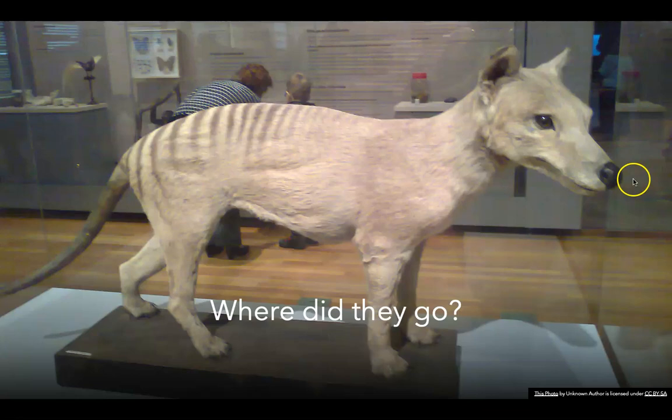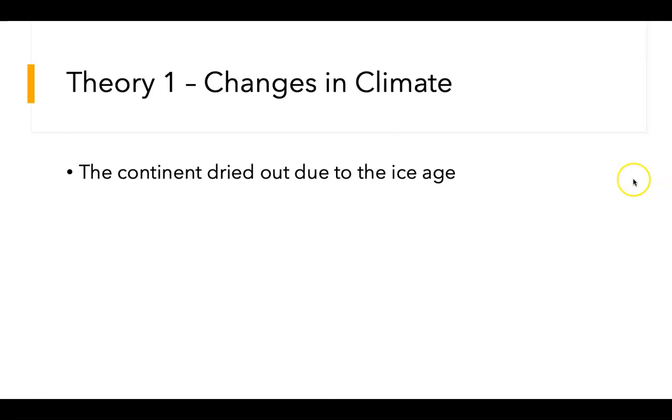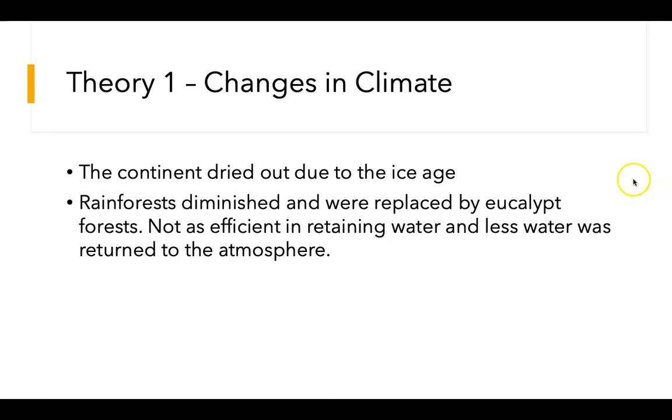Now, there's two main theories as to what happened to these megafauna. And one of those is to do with changes in climate. Around the time that we think this megafauna started to go extinct was during an ice age. And an ice age essentially dried out the continent of Australia. It made a lot of the water that was available locked into ice, which meant it wasn't as readily available for consumption and not available for the flora and the vegetation either. So we know around that time, 40 to 60,000 years ago, that rainforests started to diminish as well.